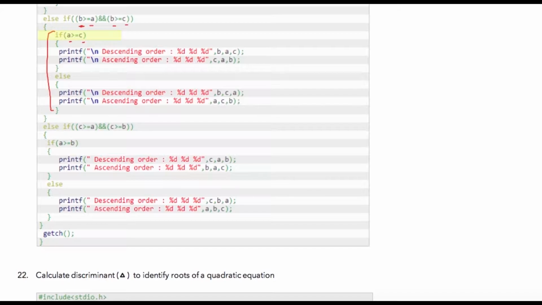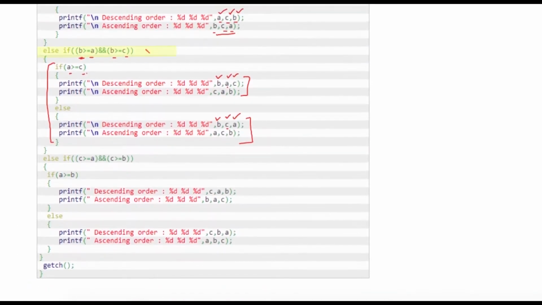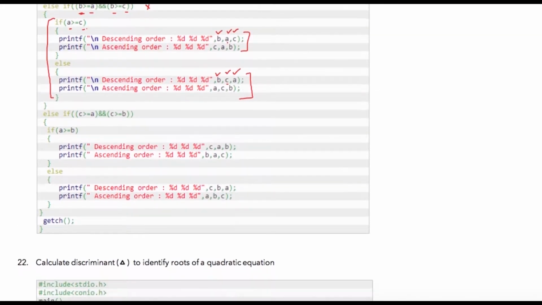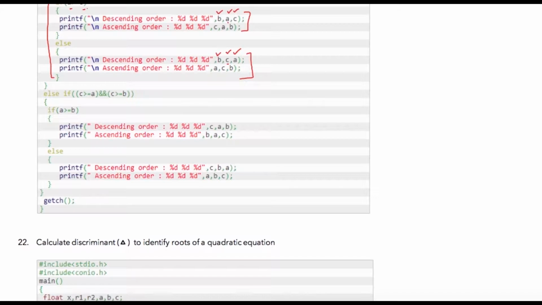So if A is greater than C, we will print this as the order, else we will print this as the order. In both the cases, B is the largest number. If A is the largest, A will be the second number, else C will be the second number. Similarly, if this condition was false, which directly means that C was the largest, so actually we can skip this part, but for your understanding I am writing it.